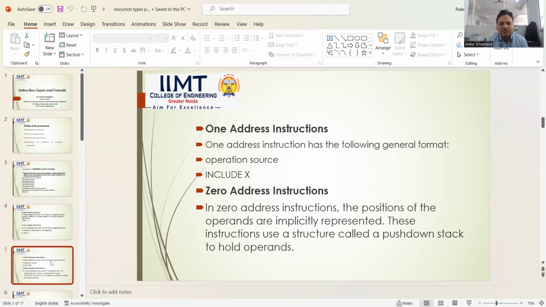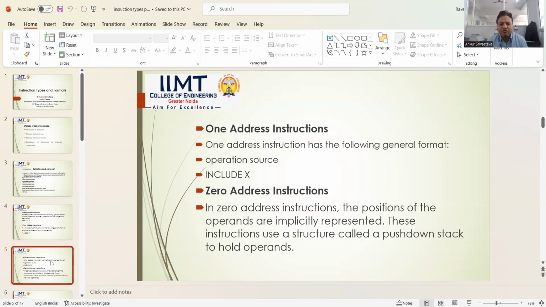In the zero address instruction, the positions of the operands are implicitly represented. The instructions use a structure called a push down stack to hold operands. As I told earlier, zero address instructions follow the rule of stack. Stack is a data structure which is used with two operations, that is push and pop.